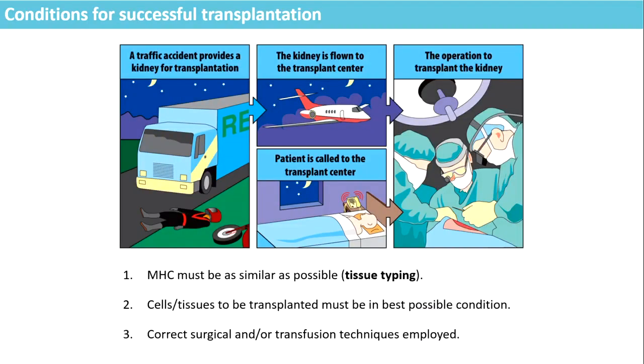Now, this cartoon is just summarizing the main steps that you would need for a successful transplantation. Generally, you would want the MHC to be as similar as possible between the donor and the recipient. So this is where you have tissue typing and that kind of thing. You also want the cell or the tissue, the graft, to be in the best possible condition, so ideally free from disease or damage. And then, of course, you want the correct surgical or transfusion techniques to help the engrafting process.